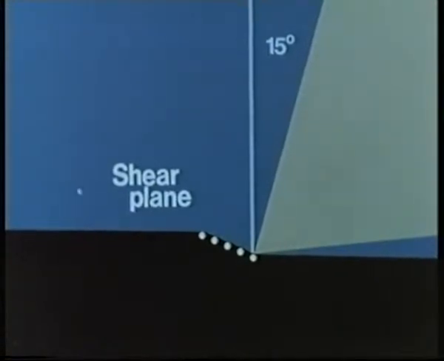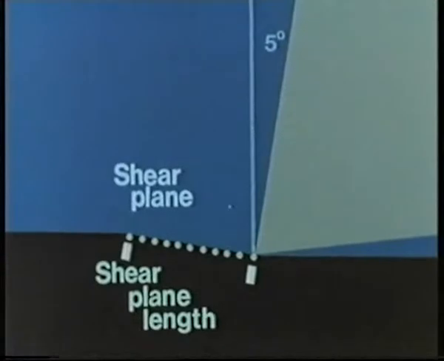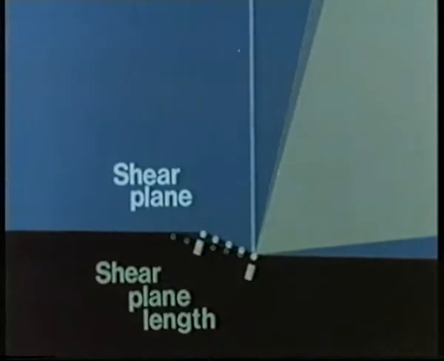Let's compare this shear plane with the one produced by the tool having a smaller rake angle. In this diagram, the rake angle is 15 degrees. Watch the shear plane as the angle decreases. Did you see what happened? The length of the plane, that's this distance, increased. So by changing the rake angle, we changed the length of the shear plane. The larger the angle, the shorter the plane. The smaller the angle, the longer the plane.